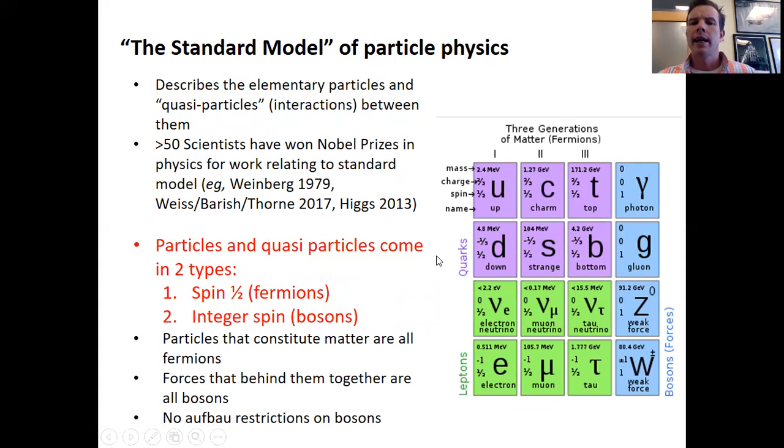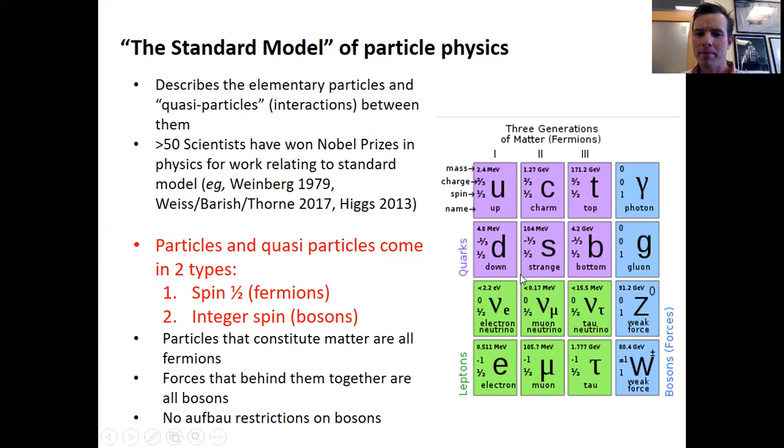If you look at this type of chart, you'll notice that there's a couple pieces of information. In addition to the name, there's a mass. Note this is given in energy units. There's a charge, and there's a spin. What I need to point out to you is that these spins come in one of two flavors. The first are particles which have spin 1/2. Basically everything over here is a spin 1/2 particle, and we refer to those as fermions. The other flavor are the things over here, which all have integer spins. They're spin 1 systems. We refer to these as bosons.